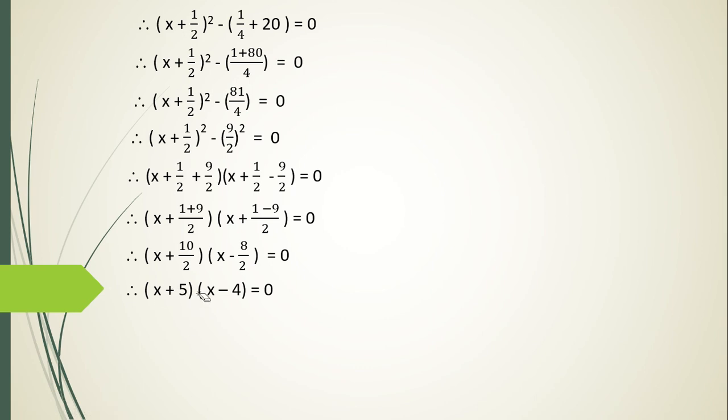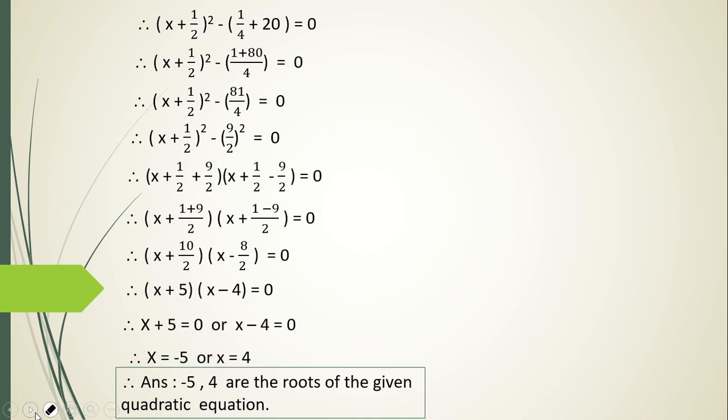Equate both the factors to 0. So x + 5 = 0 or x − 4 = 0. Therefore x = −5 or x = 4. So −5 and 4 are the roots of the given quadratic equation.